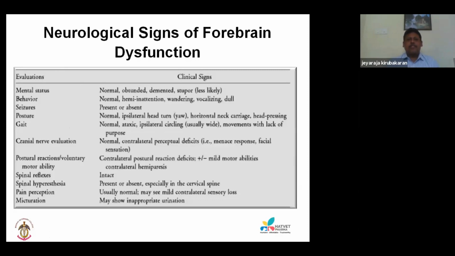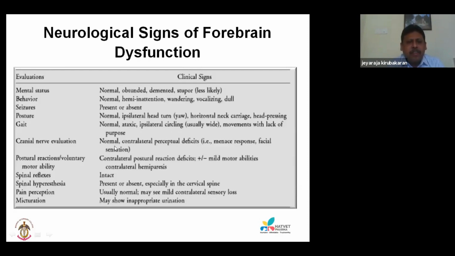That's called head pressing, which is an indication of a forebrain lesion. Coming to gait, it can be a normal gait or an ataxic gait. And if there is circling, it's ipsilateral, that is, on the same side as the lesion. It will be a wide circling, not wandering, and the animal will also move here and there without any purpose. Especially when you see lesions or metastatic lesions in the brain, you see these signs.